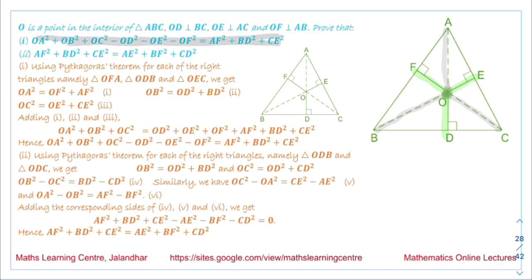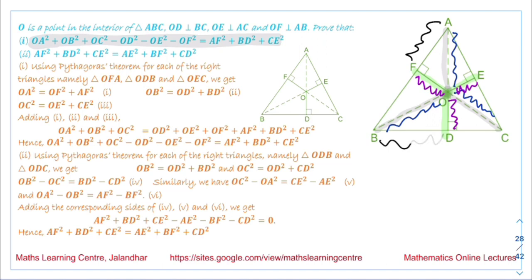that we have to prove, that these all terms are equal to AF square plus BD square plus CE square. So if we look at the figure, what we are saying is that this OA square plus OB square plus OC square, we are talking about these three sides. With the minus sign we have OD square, then OE square and then OF square. These three sides are with the minus sign. Then the next three terms we have are AF square, next BD square and next CE square.